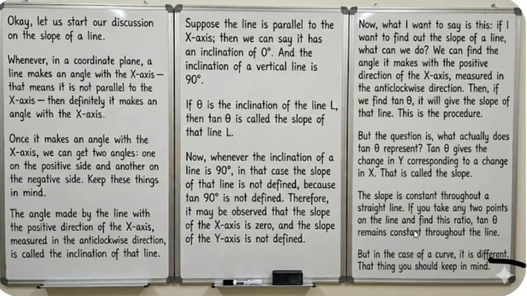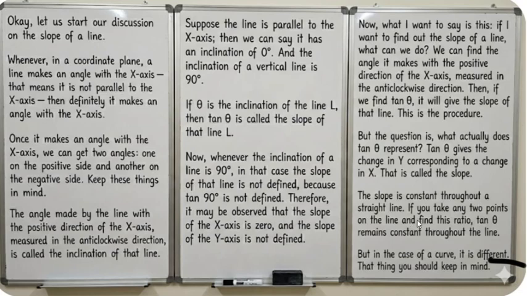Now, one more thing is that the slope is constant throughout a straight line. If you take any two points on the line and find the ratio, it remains the same. If two points are given and you work out y2 minus y1 divided by x2 minus x1, whatever points you take, the ratio is the same. In what way will it help? If two points on a line are given, it is very easy to find its slope.